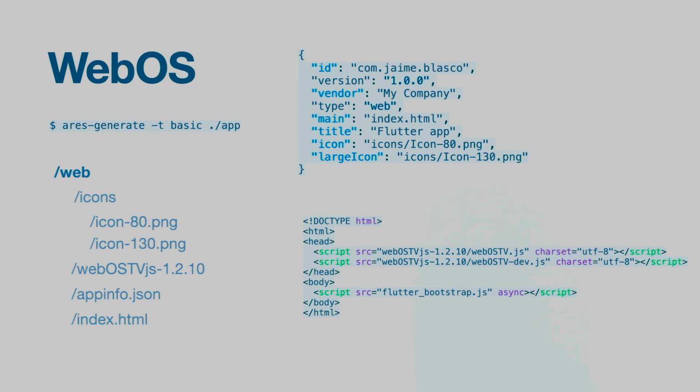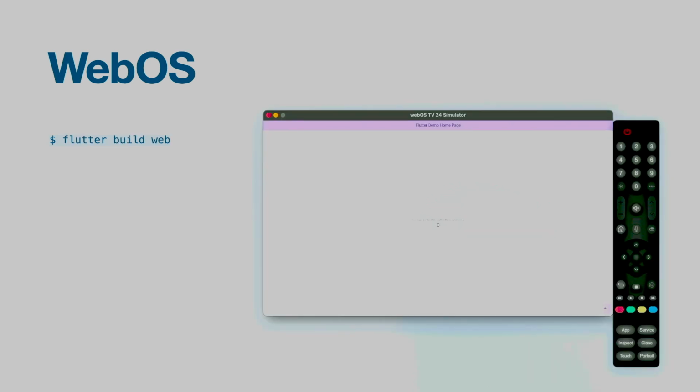And then we are always familiar with that. We have to add the line to load the Flutter resources and the Flutter application using the same script that we use in our normal Flutter app. And then with this, we can build our Flutter app with flutter build web, and then we can launch it in the simulator with ares-launch, and then we indicate the version that we want to use for WebOS.